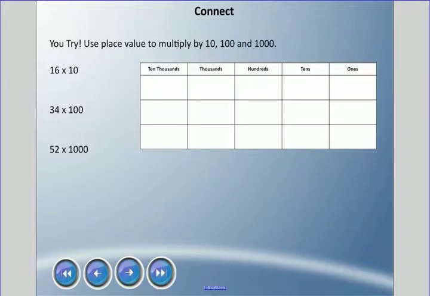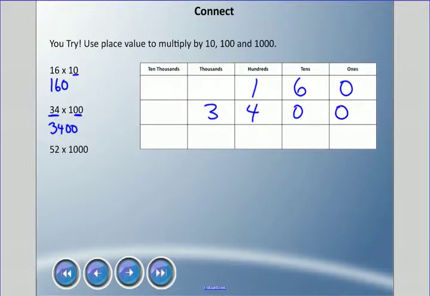So as I was saying, we seem to take the number that we were using and then add the one zero. So that'd be 160. And here again I have that 34. I'm going to keep that 34, but I'm going to add the number of zeros, two zeros, 3,400. And here I'm going to keep that 52, and I'm going to add the three zeros that were given to me. I have 52,000. So simply keep the number you were multiplying and count how many zeros there are.